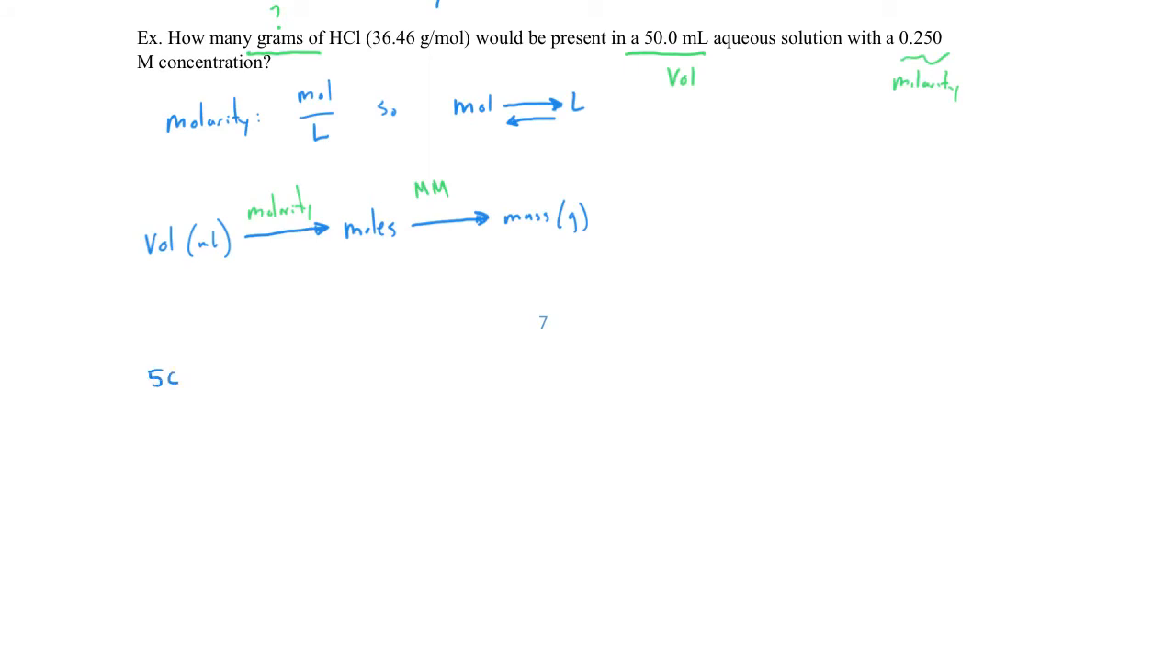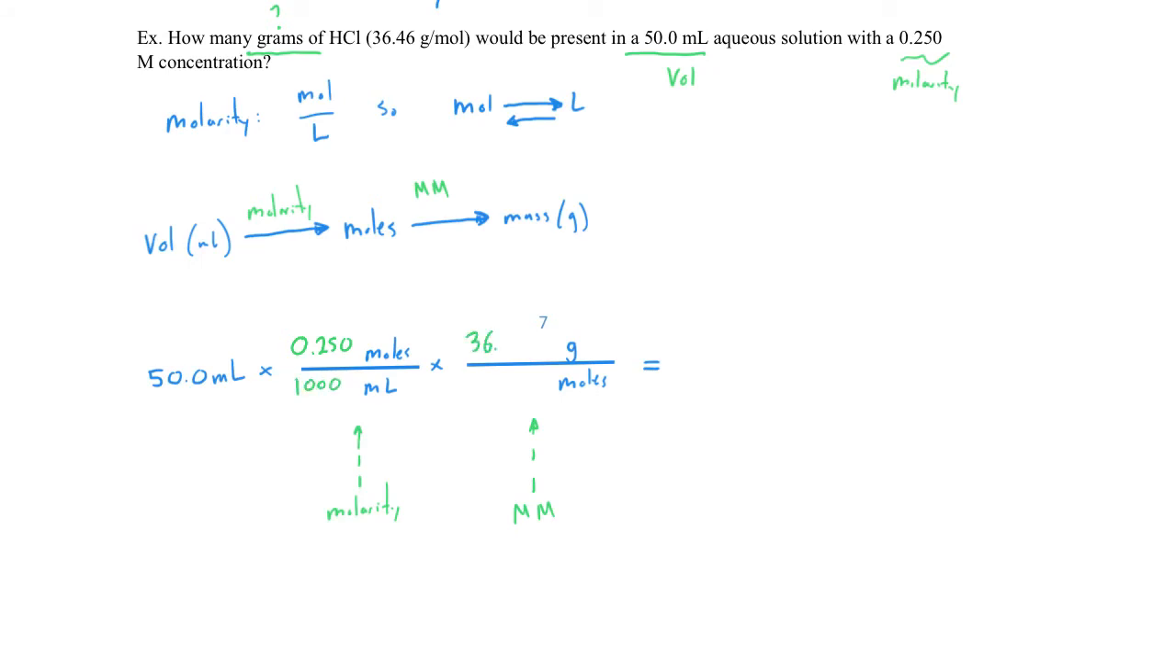So let's see how to set this up. We have two steps, and our starting point is 50 milliliters. So let's write down that 50 milliliters and then do the first step where we're going from milliliters into moles. Once we have moles, we'll turn that into grams. So the first conversion factor where we're converting volume into moles is molarity. And the second conversion factor where we're converting moles into mass is the molar mass of HCl.